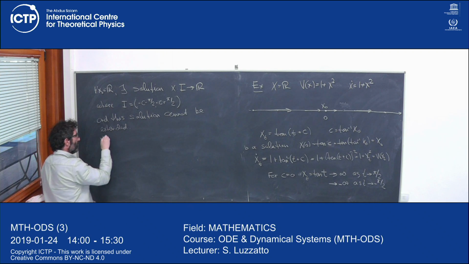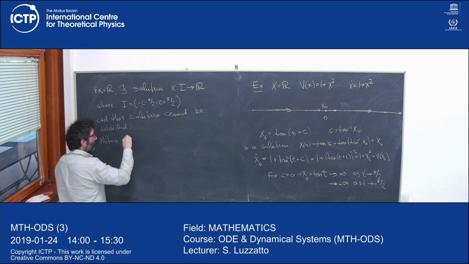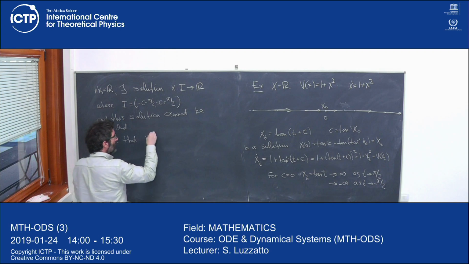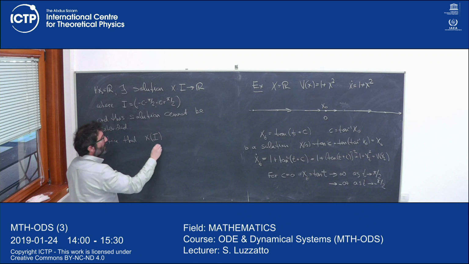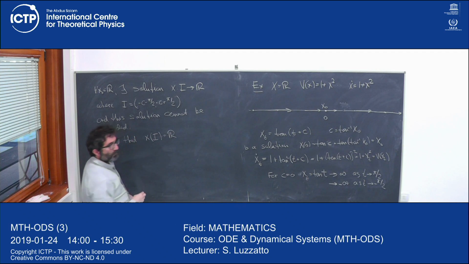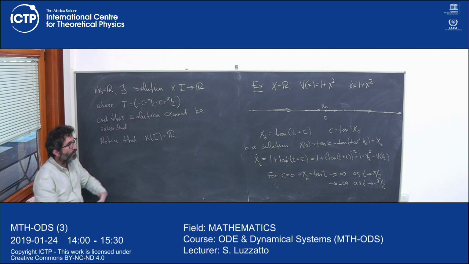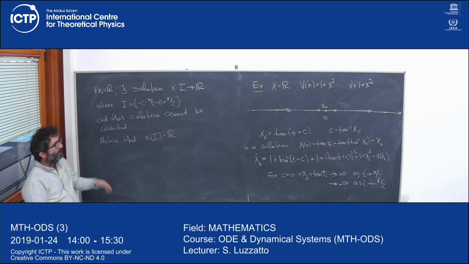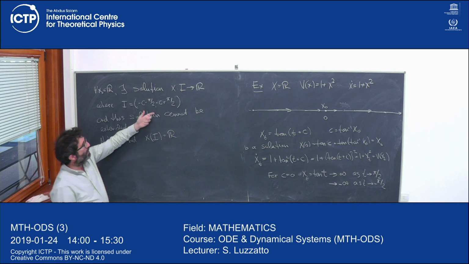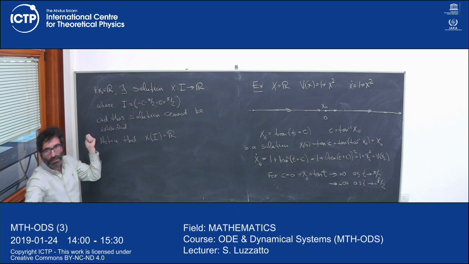But notice that x of the whole interval I is equal to R, right? So geometrically, when you look at the range, the range of the solution is the whole real line. So this is now a map that maps this interval here into the whole real line.